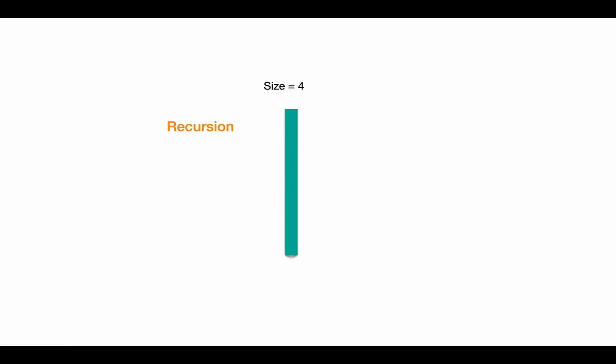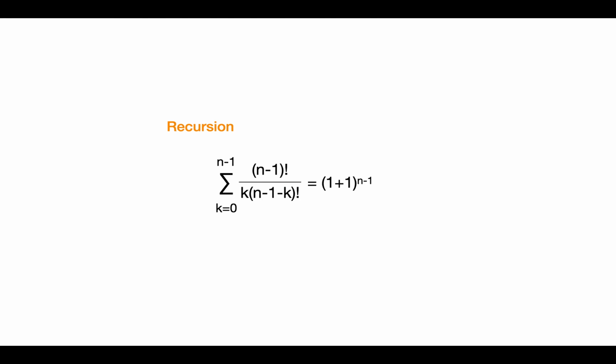Let's quickly go through complexities of these approaches. First, for recursion, here first think how many cuts we can make on a rod of length n. Starting from 0, we can make up to n minus 1 cuts in the rod, right? So if we sum up overall possibilities starting from k equals 0 to k equals n minus 1 number of cuts, we will get 2 to the power n minus 1. So the time complexity is exponential here.